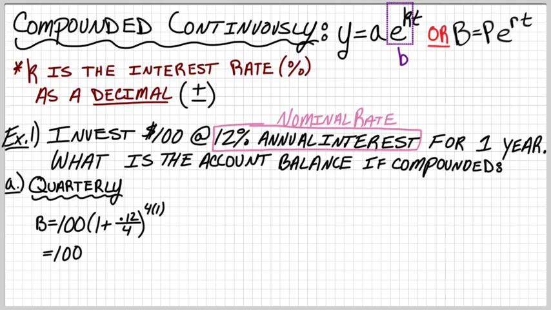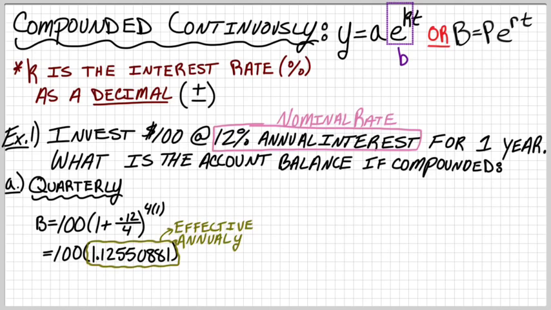so we calculate this to be 100 times 1.2550881. And again, that was the nominal rate, 12%. But notice, we actually earn a little bit more than the nominal rate. So the fact that it got compounded quarterly, that's our effective annual yield. We can calculate our effective annual yield to be a little bit more than 12%. In fact, it's 12.550881%. So it's nice. The more you compound it, the more your effective rate is going to be. Then let's answer the question. The account balance is about $112.55.